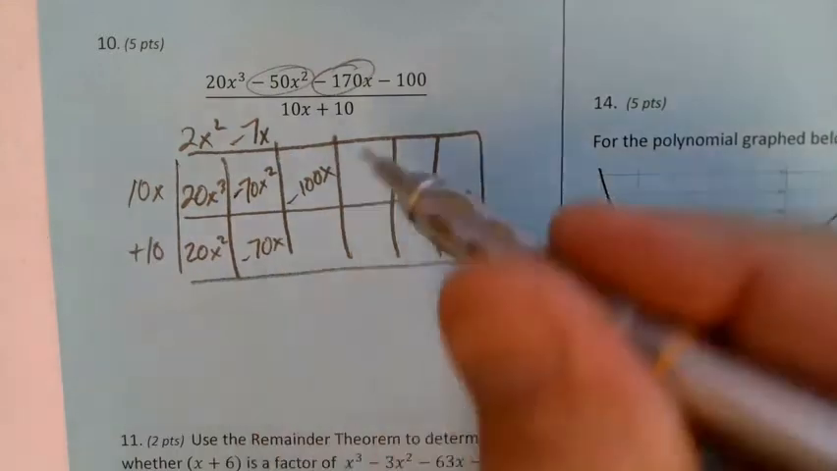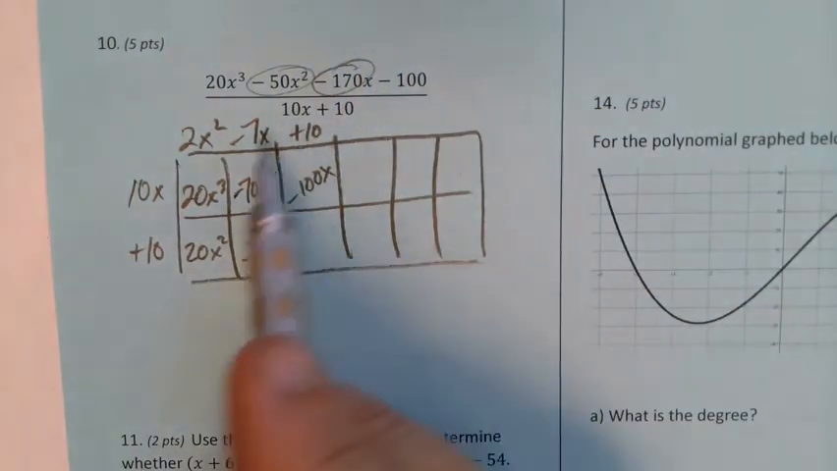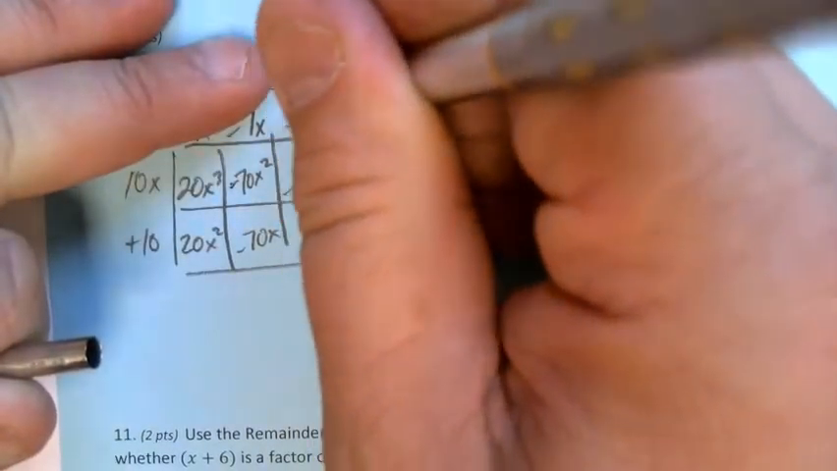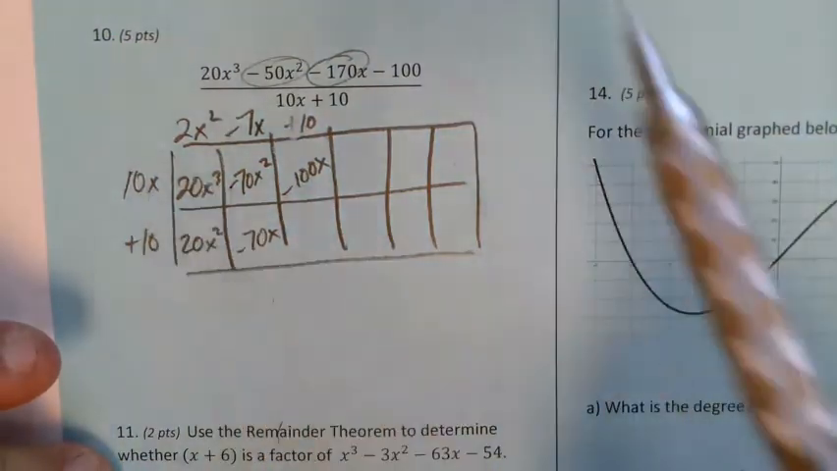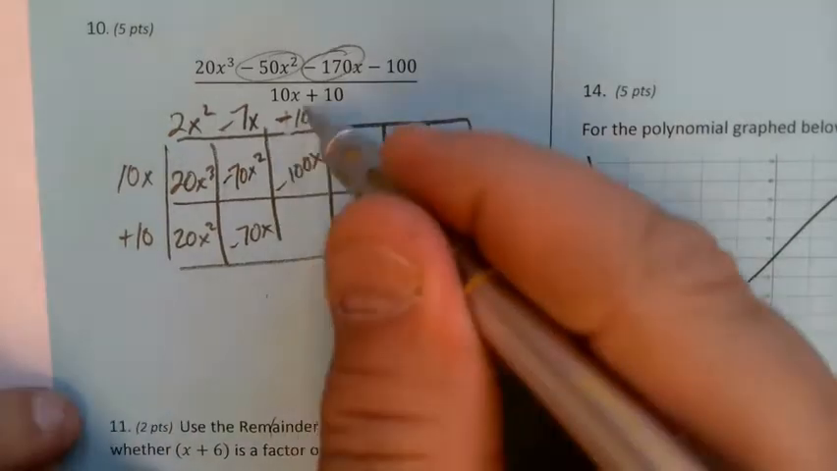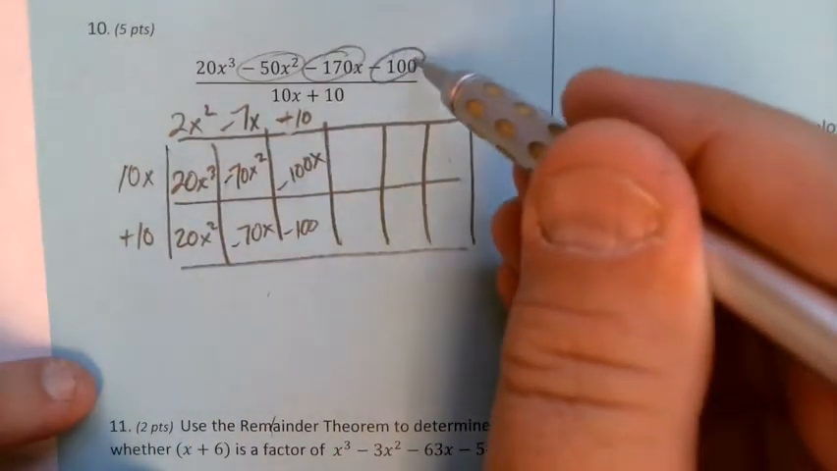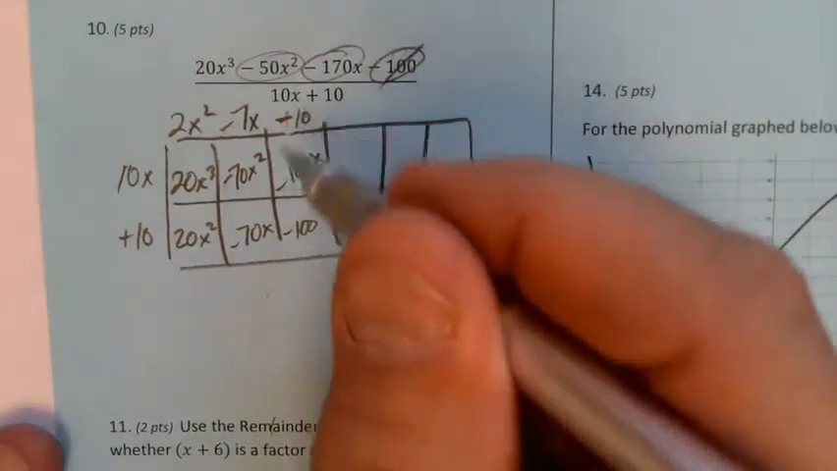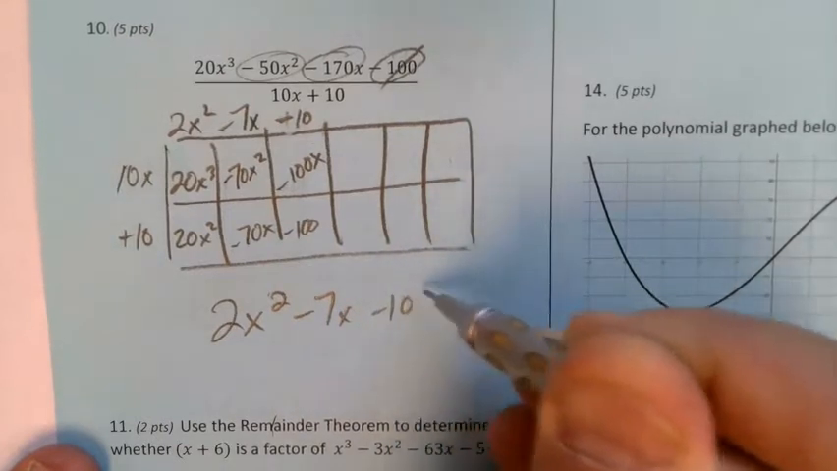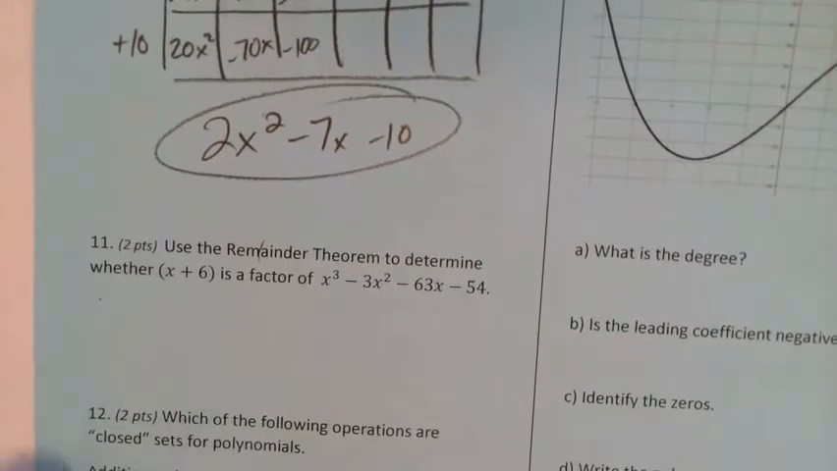Negative 100x divided by 10 is a positive 10. Yeah, 10 times 10. Oh, no, no, no. It's a negative 10, because 10 times negative 10x is going to give me the negative 100. There we go. Negative 10 times 10 is negative 100. And check that out, I've already got that. So that's it, and this is 2x squared minus 7x minus 10. That also tells me that this is a factor, which plays right into the next one, 11.